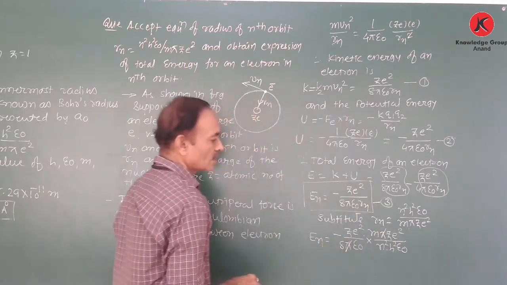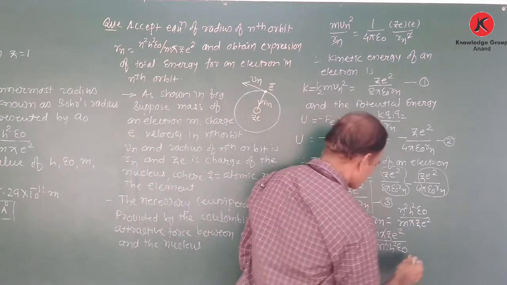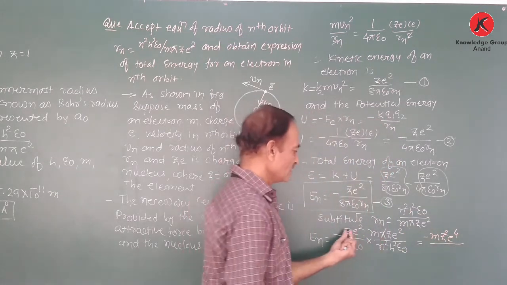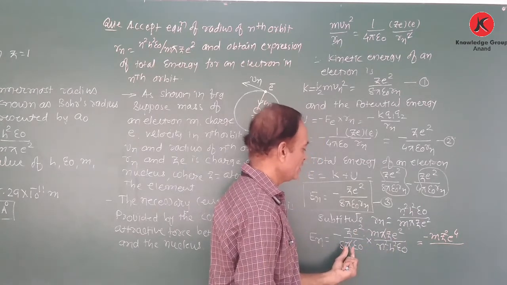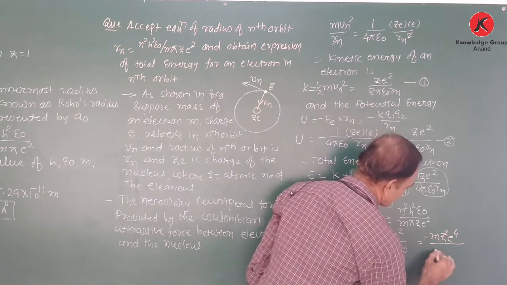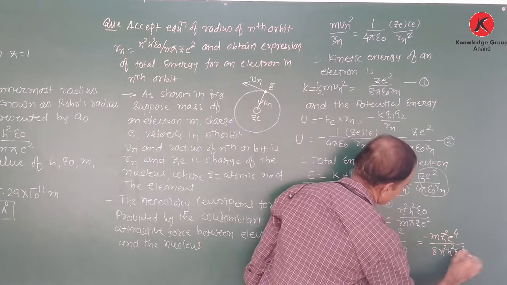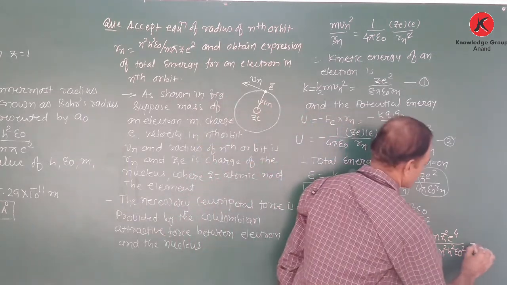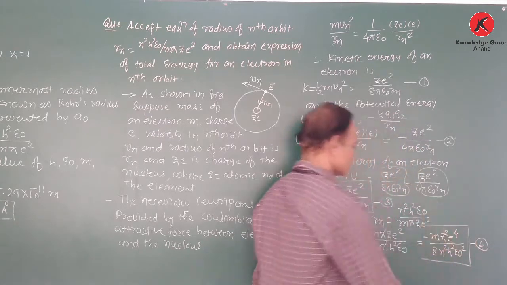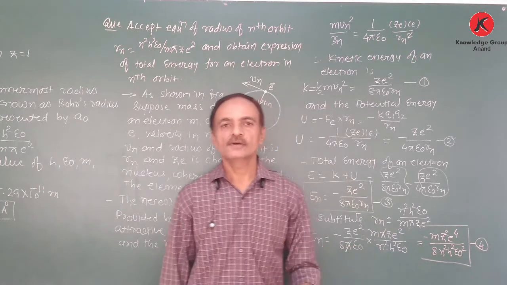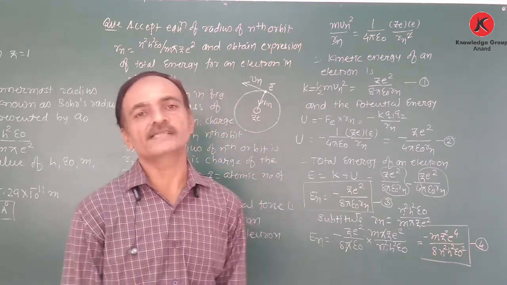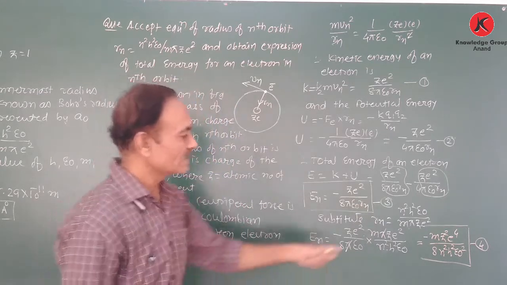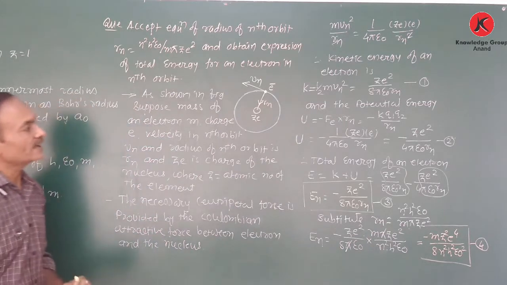So what is remaining? Minus m Z square e to the power 4 upon 8 n square h square epsilon 0 square is the total energy of an electron in the nth orbit. Here the total energy is negative. It represents that the electron is bound with the nucleus. Negative sign indicates the electron is bound with the nucleus.